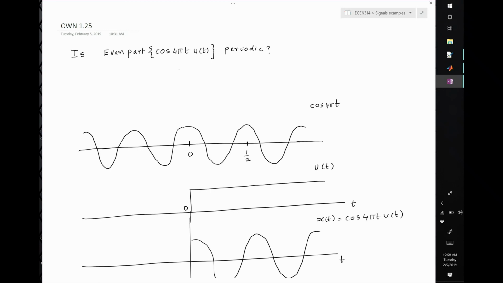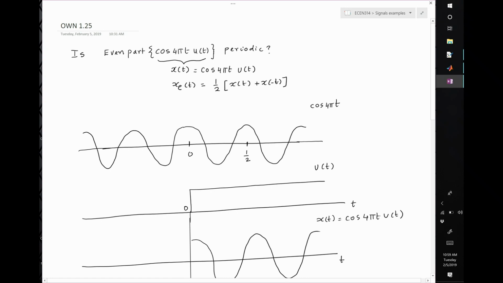Determine whether the signal cosine 4 pi t times u of t is a periodic signal or not. One way to think about this is to set this signal to be x of t, which is cosine 4 pi t times u of t, and then you are asked to determine if the even part of x of t, which is 1/2 times x of t plus x of negative t, is a periodic signal or not.